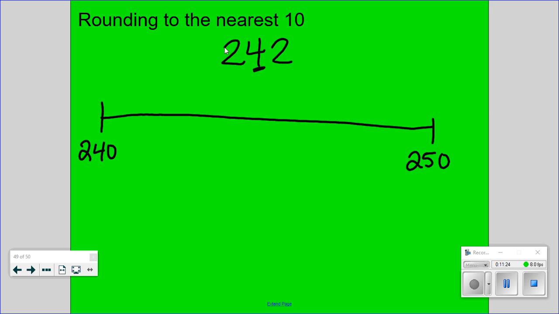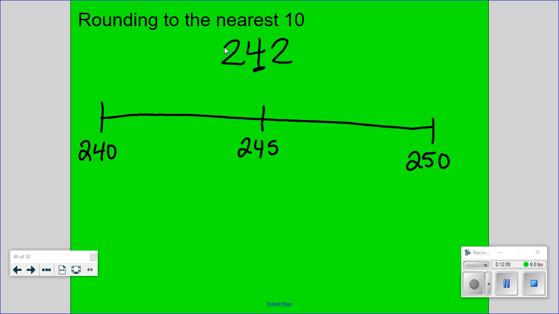What do I do next? Grace, what do I do next? Find my midway point. What is my midway point? Braden? 245. We figured that out because we know it's a distance of 10, and half of 10 is 5. And Brinley told us that can just simply go in the ones place.